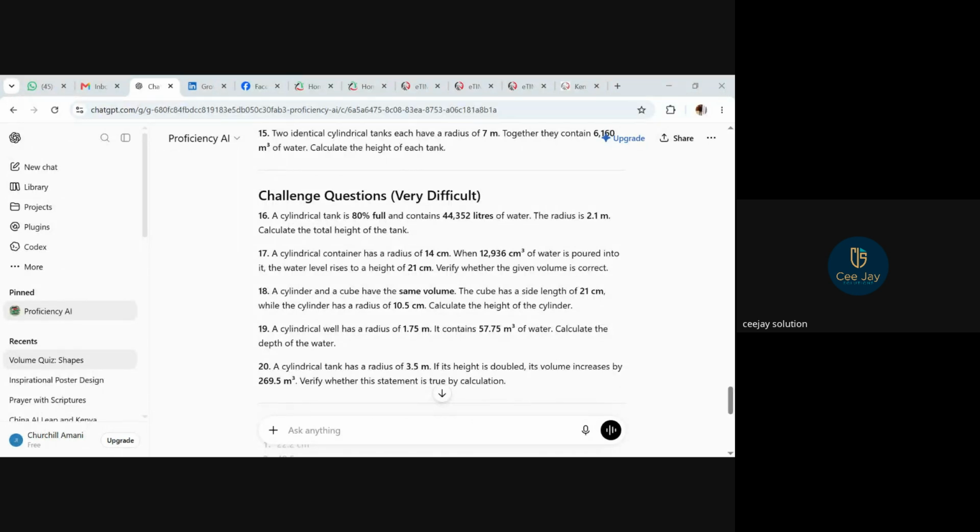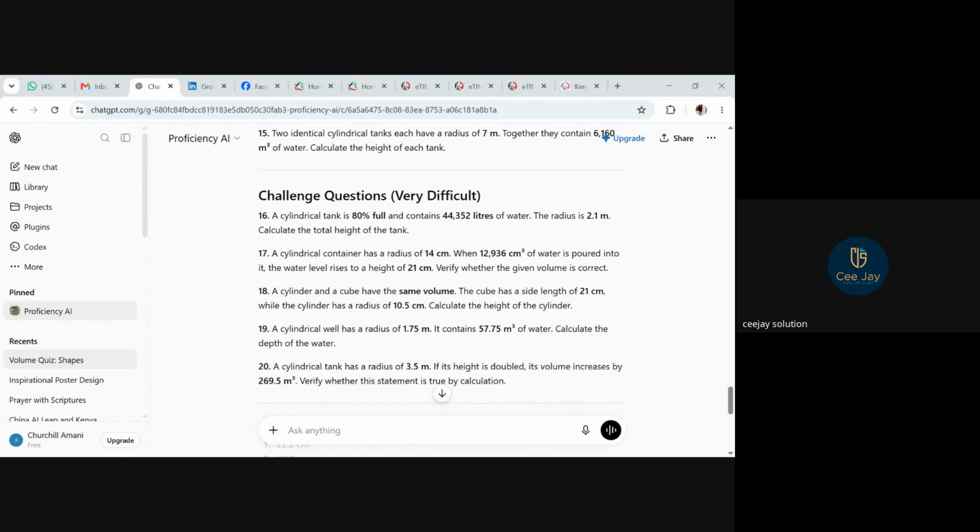Let me explain this question. A cylindrical tank is 80% full and contains 44,352 liters of water. The radius is 2.1 meter. Calculate the total height of the tank.